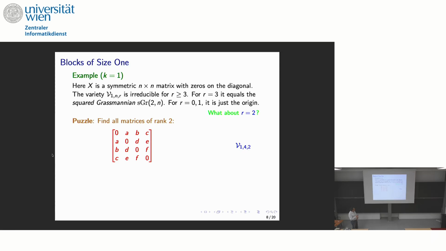So this is irreducible if r is equal to 3. Well, if r equals 3, it's a very interesting variety. It's known as the squared Grassmannian. It's almost as good as the totally non-negative Grassmannian. The reason is that over the real numbers, if you square a real number, it's actually a non-negative number. Okay? So there's something called the squared Grassmannian. You can find the literature. Now for r equals 0, 1, it's uninteresting, it's just the origin, but the interesting case is r equals 2, and that's the quiz. The quiz was, what is the variety V(1,4,2)?